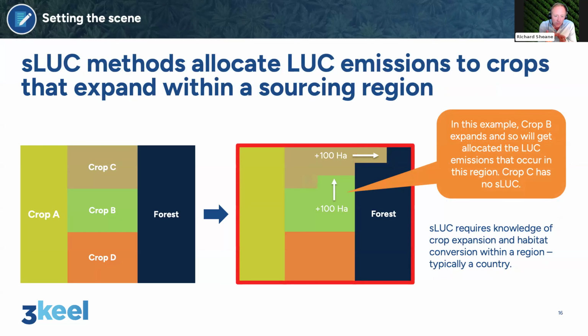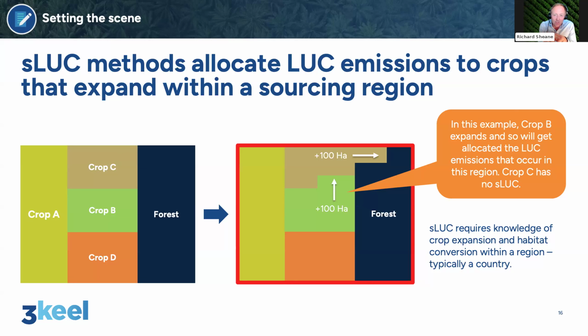So this is the same example, but if you notice from before, crop B is actually expanding its production in this imaginary region. And so there's an extra 100 hectares of crop B being grown. Actually, crop C is still the same area as it was to begin with. It's lost 100 hectares and it's gained 100 hectares.